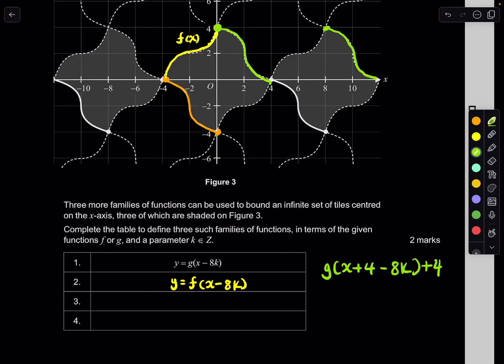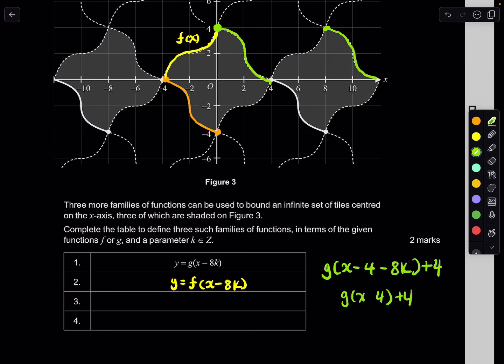So let's try the first case. If I sub in 0, it'll be g of x plus 4 plus k plus 4, which is 4 units to the left. Make sure it's a minus. This is going to be a minus. Done. So that is a change that we must do.